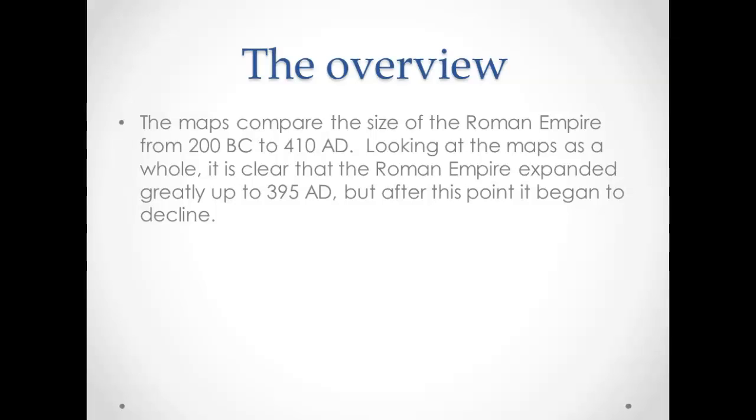Let's have a look at the overview. The maps compare the size of the Roman Empire from 200 BC to 410 AD. Looking at the maps as a whole, it is clear that the Roman Empire expanded greatly up to 395 AD, comma, but after this point it began to decline.